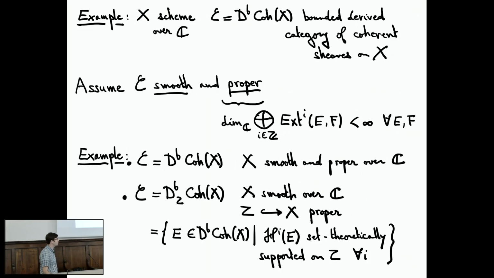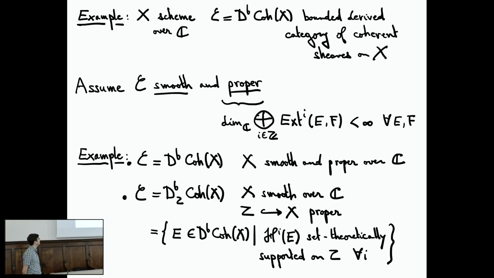From a geometric point of view, we'll mainly think about the following example. If X is a scheme over C, then you might consider the abelian category of coherent sheaves on X, and then consider its bounded derived category. It will also be an example of a triangulated category over C.